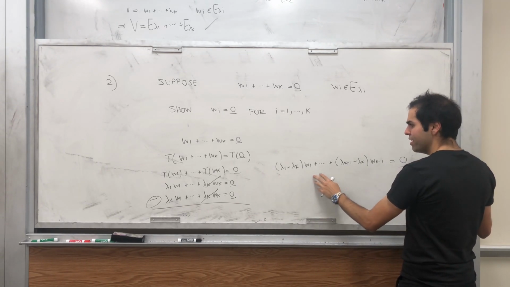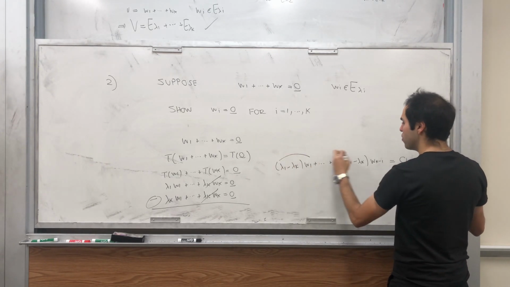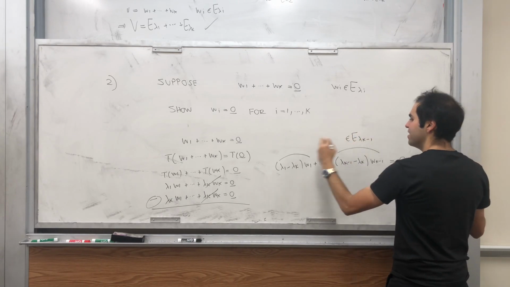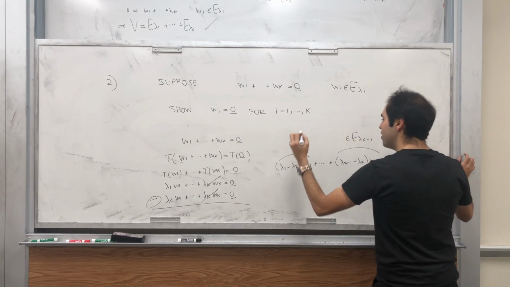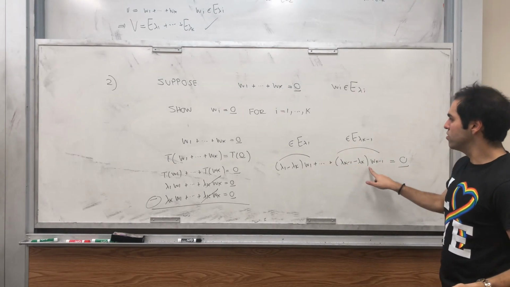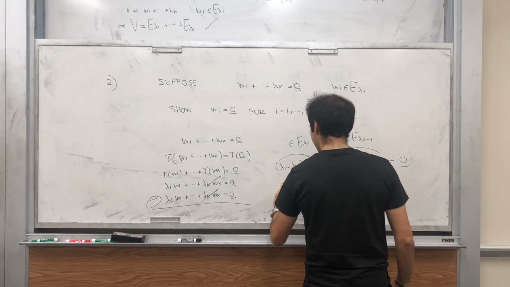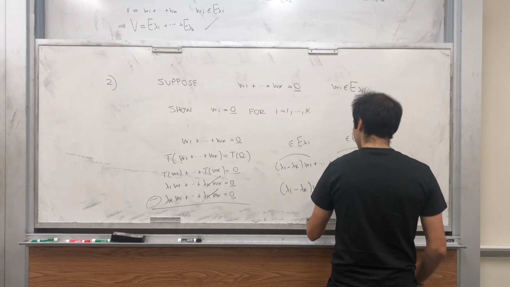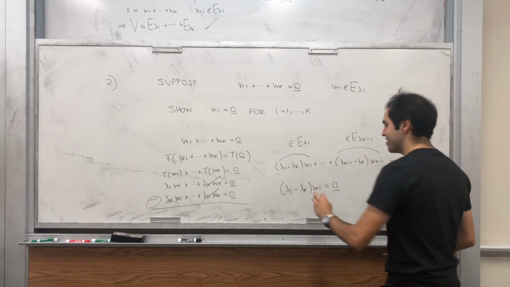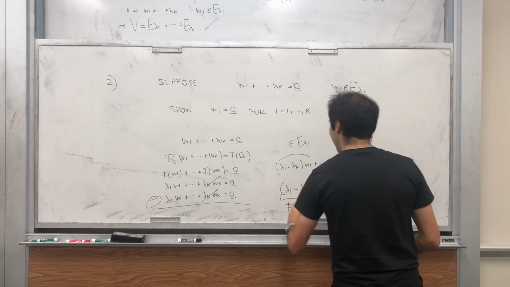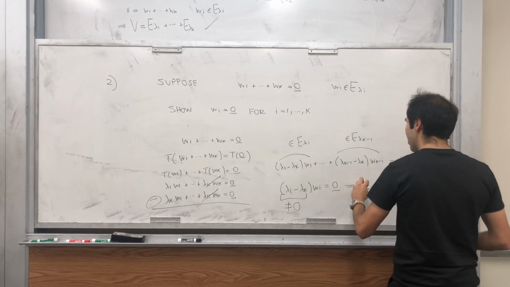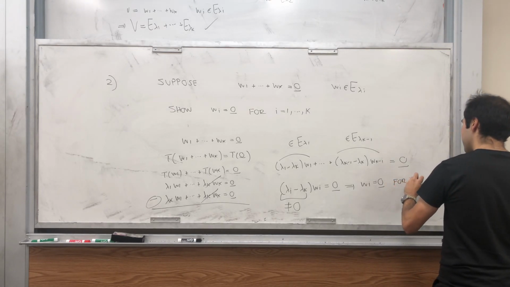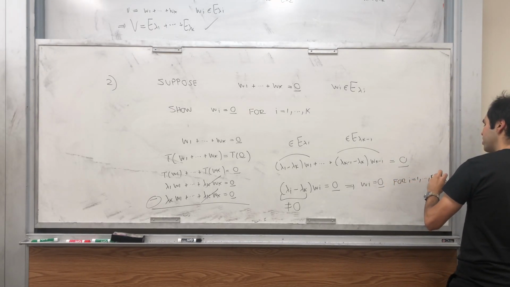And what we get then is, those are all in E lambda i. So this is in E lambda k minus 1. It's in E lambda 1. And what we get is that each of those individual vectors is 0. So (lambda i minus lambda k) Wi equals 0. By the induction hypothesis, since this is non-zero by distinctness, we get Wi equals 0 for i from 1 up to k minus 1.